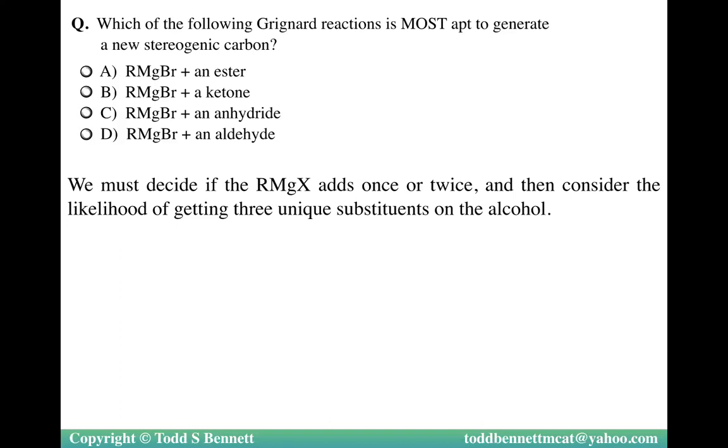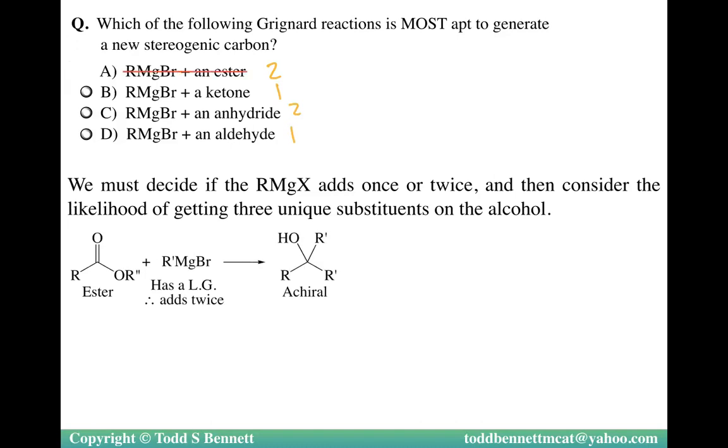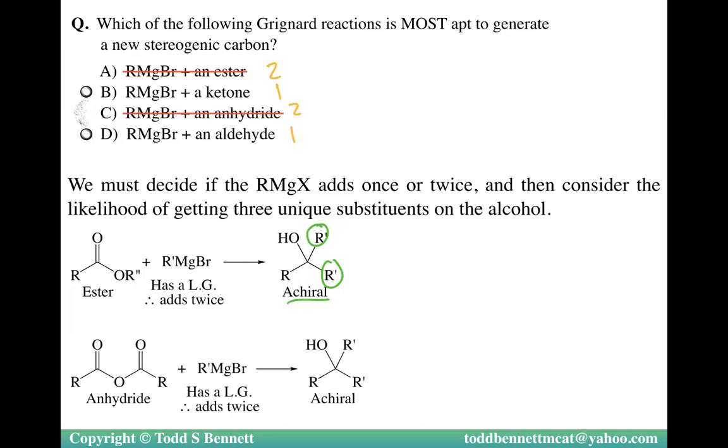So, as mentioned, you decide if they add once or twice. To an ester, it adds twice, ketone once, anhydride twice, aldehyde once. So for the ester, it adds twice. You have 2 identical R primes, achiral, so that can't be true. And anhydride, same story. You end up with 2 identical, so it's achiral. So that one's also eliminated. So it's only the ones where it adds once, where it only goes in addition reaction, not substitution followed by addition.